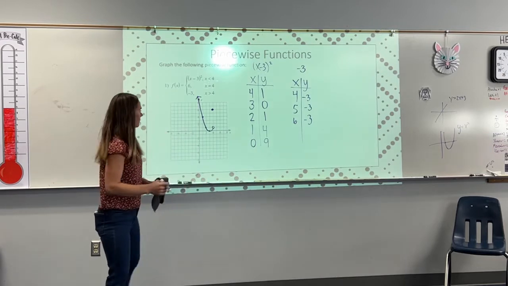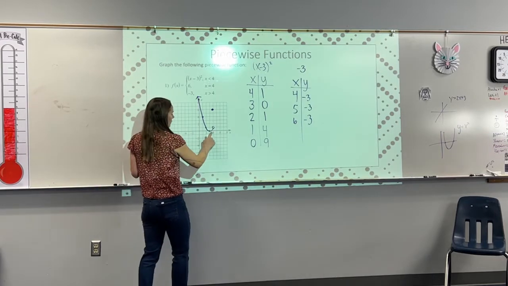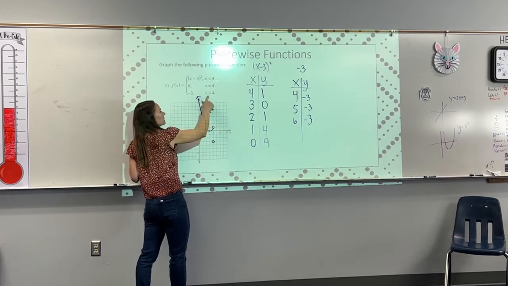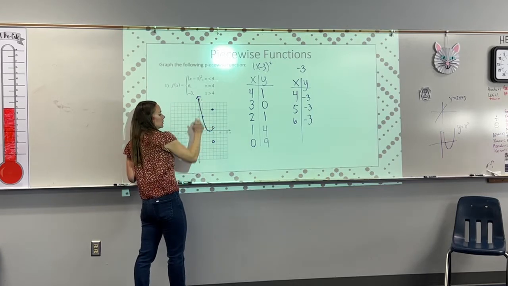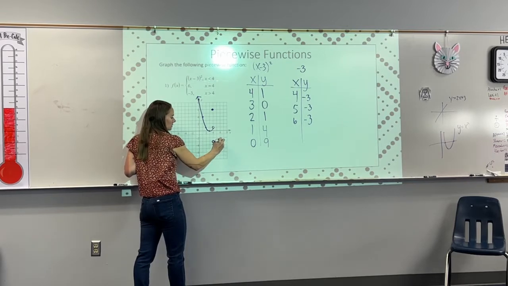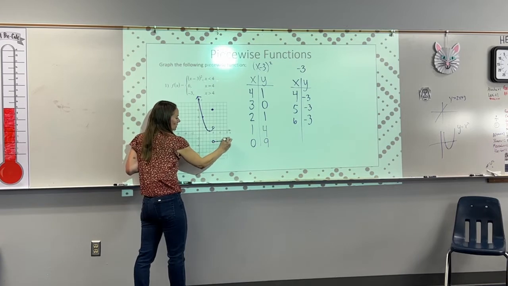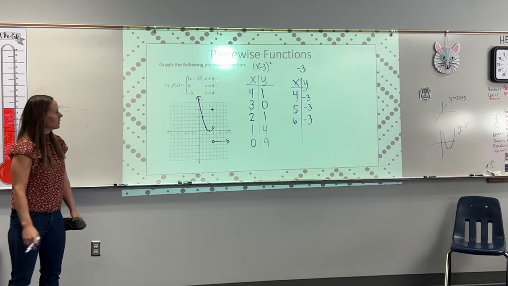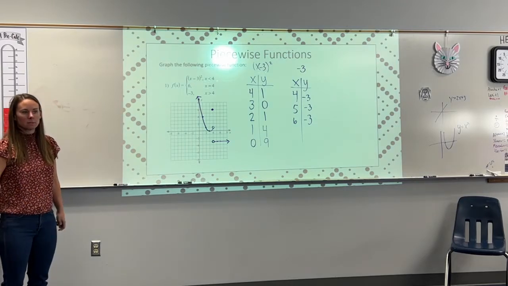Okay, so let's just go ahead and graph these points. I've got the point (4, -3), and I'm going to put an open circle because that says greater than, it doesn't say equal. And then all of them are going to stay at the points (5, -3), (6, -3). I'm just going to draw that line horizontally. And we're done. That is our piecewise function.